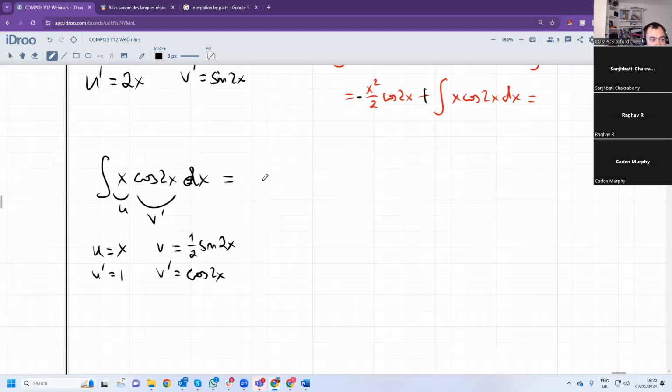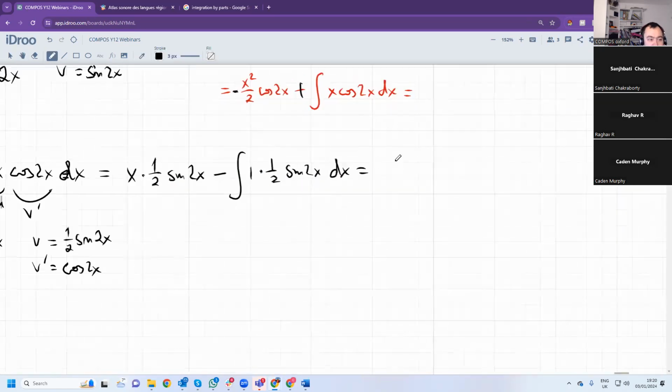And then it's uv, so it's x multiplied by 1/2 sine 2x minus integral of u dash, so 1 multiplied by v, so 1/2 sine 2x dx. All right, beautiful. Now, this is x over 2 sine 2x minus 1/2, the integral of sine 2x.